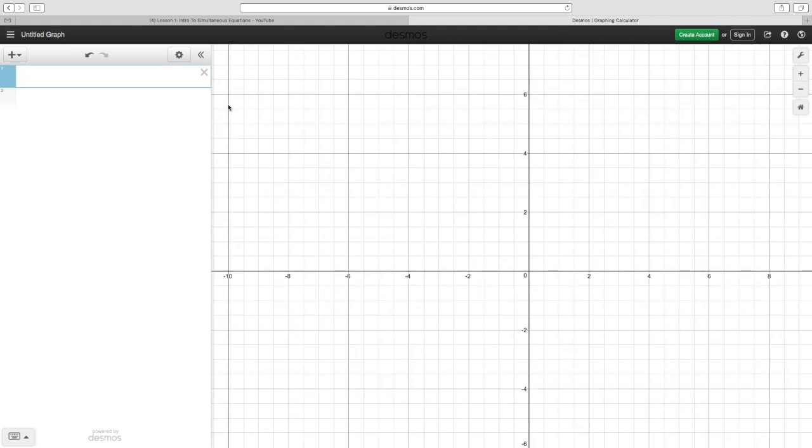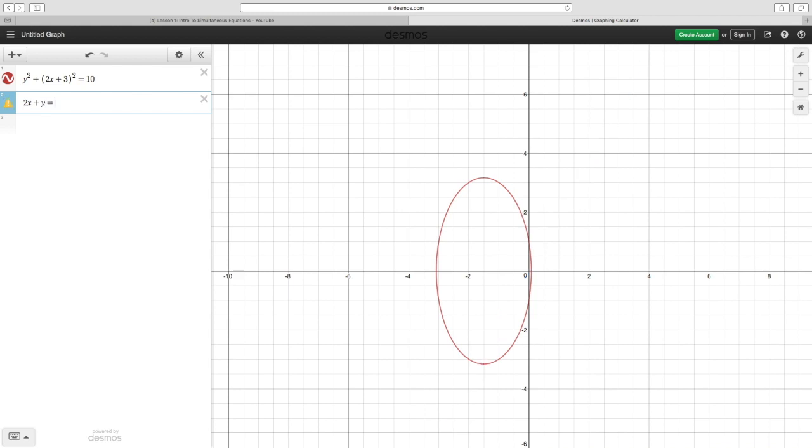So what I'm going to put here is the first equation, which is y power 2 plus bracket 2x plus 3 power 2 equals 10. And you can see they've already put up the graph. So this is what we call an ellipse. It's kind of like an oval, a long circle shape. And we want the second graph, so that's going to be 2x plus y equals 1. And there you can see the blue line.